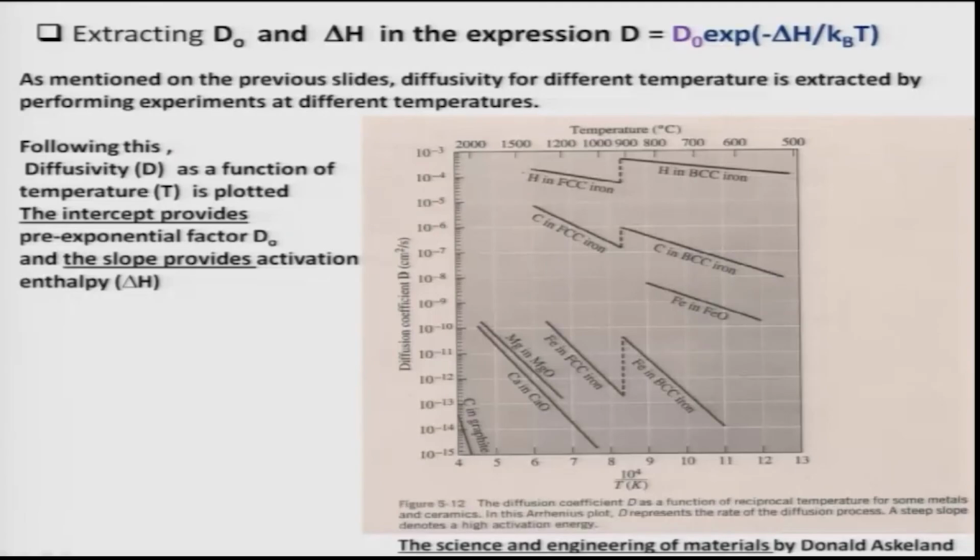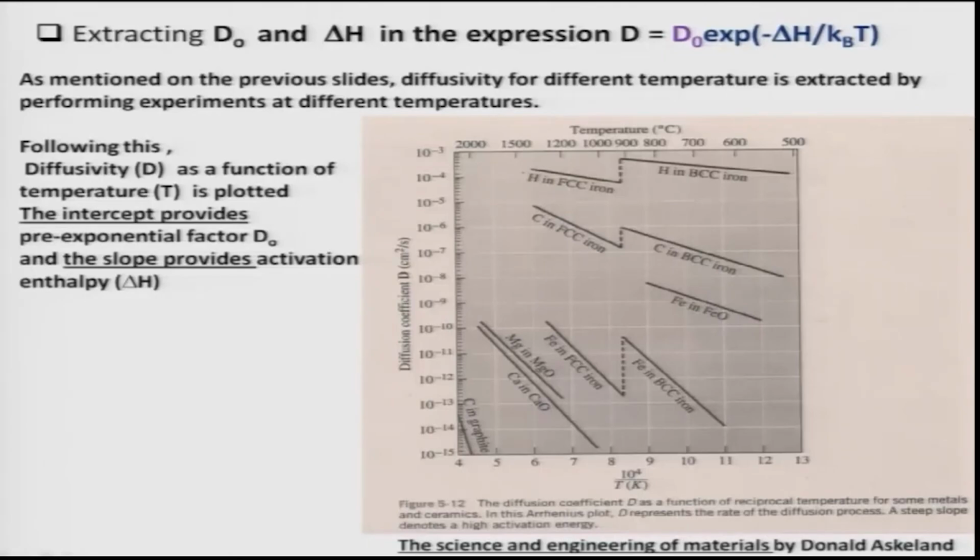Well, we can actually show many more data. You see hydrogen in FCC iron is very high because it is interstitial, 10 to the power minus 4. Remember, this is a very high value. Carbon is given in centimeter squared per second, therefore in meter squared it will be multiplied by 10 to the power minus 4, so 10 to the minus 10. And you see iron in iron oxide is also very high because, although all this is substitutional, there are open spaces available. But iron in FCC iron and iron in BCC iron is pretty low. Magnesium in magnesia and calcium in calcia is very, very low.